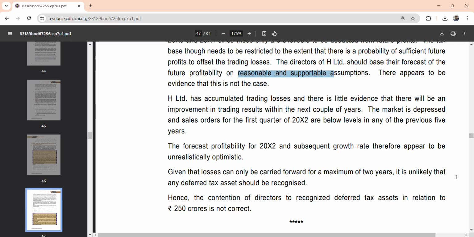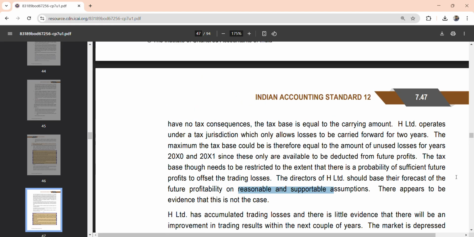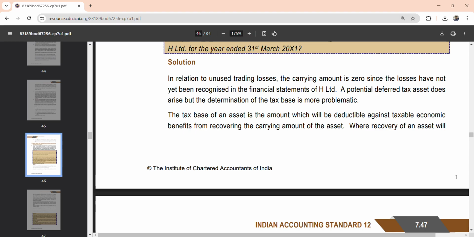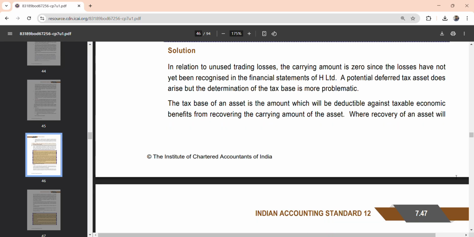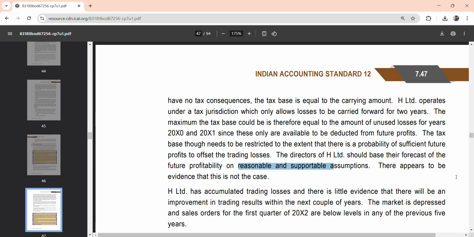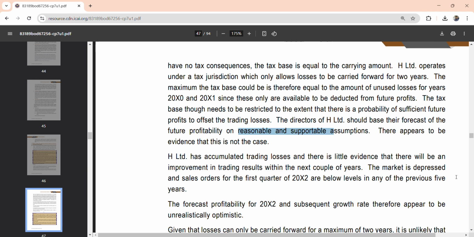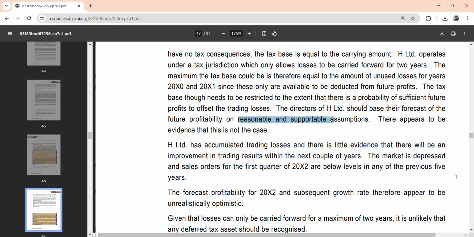If you write these things, you will not lose a single mark. Let's quickly summarize. First thing is, the carrying amount is 0 in relation to the unused trading losses, and DTA arises, but the tax base is more problematic. Then the background of tax base was given, how in this case the tax base equals carrying amount, and also the directors of H Limited should base their forecast for the future profit on reasonable and supportable assumptions. These are the various things that you should reproduce, and you should write a conclusion stating DTA cannot be recognized. That's it.